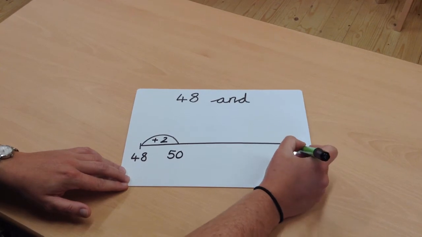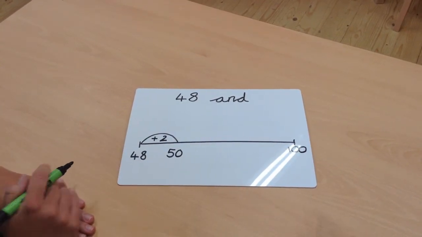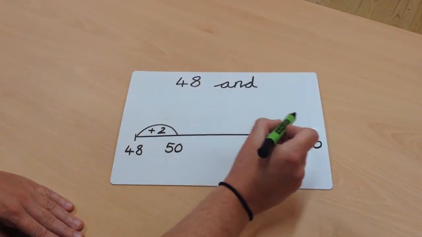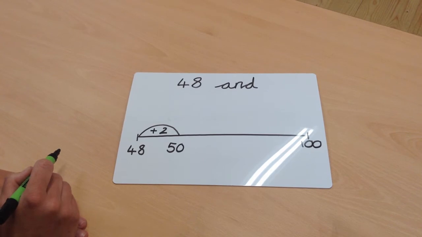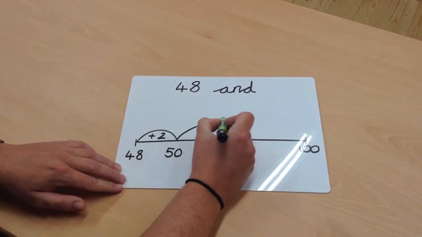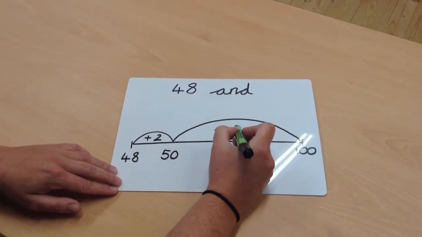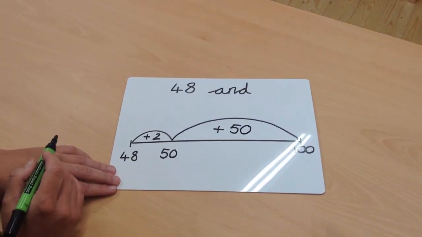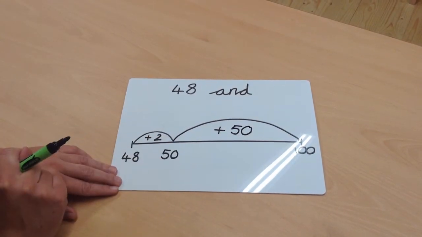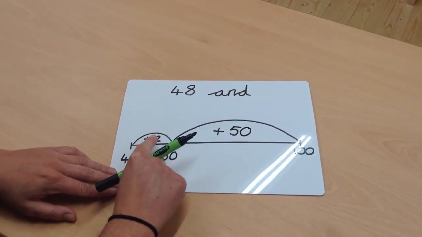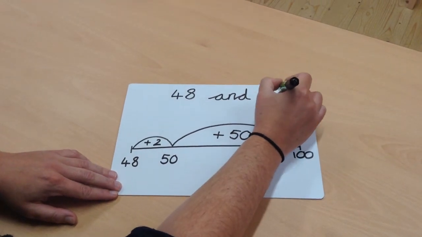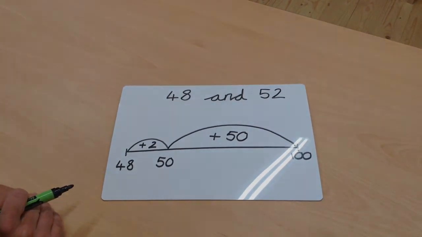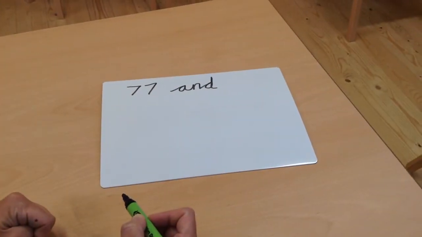I need to get to 100 in the end. So I know now I need to jump, I need to add something to 50 to get to 100. I know 5 tens and 5 tens make 10 tens. So I've added 50 altogether. Look carefully at the number line to see what we added in total. So I can see we added 50 and 2, so the total is 52. 48 and 52 is a number bond to 100. Let's try another one.